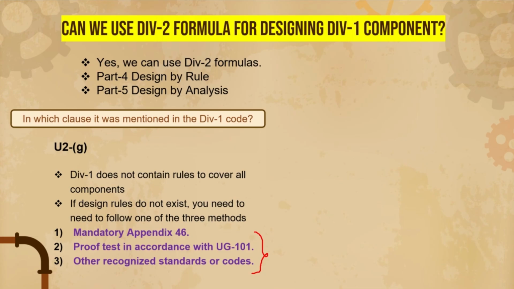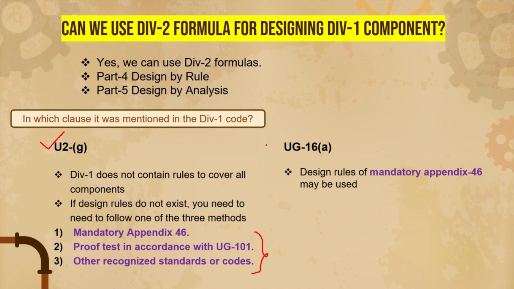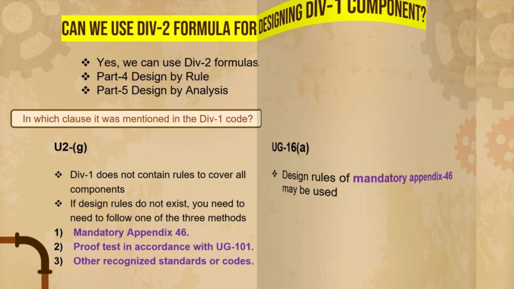And there is one more clause that says the same thing, that is UG-16(a). UG-16(a) reaffirms that Mandatory Appendix 46 can be used when design rules are missing. So in these two clauses, it is mentioned that if you didn't find formulas, you need to refer first to Mandatory Appendix 46, then you can go to Division 2. So from these two clauses, we know that we can use Division 2 formulas as an alternative method for Division 1 formulas, right? So let's move to the next point, guys.